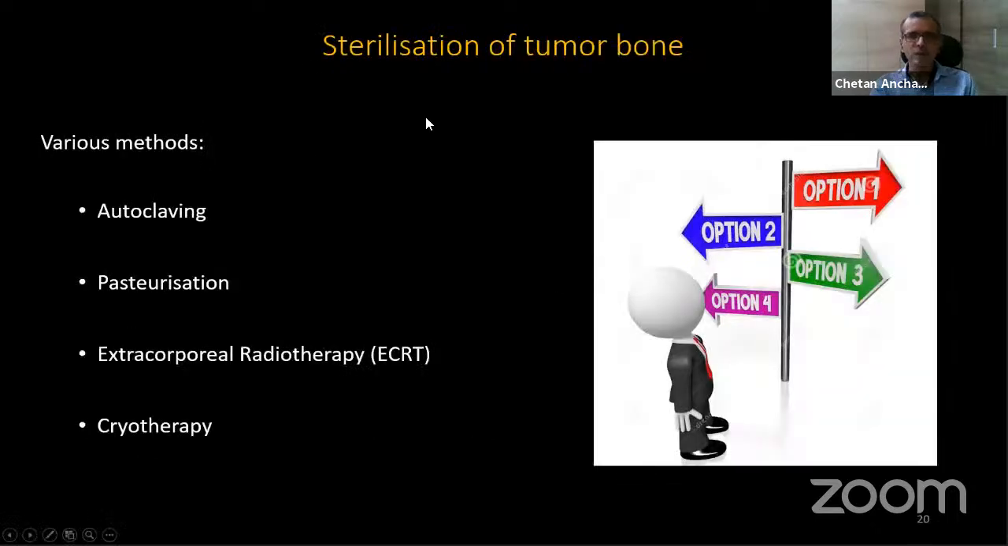So for that, we need to do some form of sterilization of the tumor bone. There are various methods that have been described. The 4 common ones are autoclaving, pasteurization, extracorporeal radiotherapy, and the new kid on the block, that is cryotherapy.